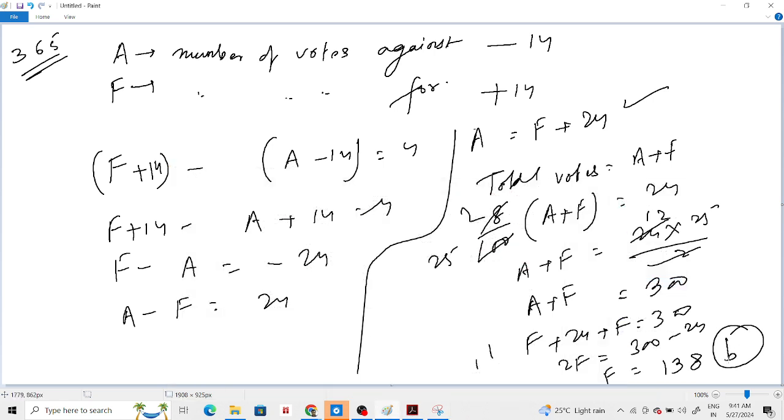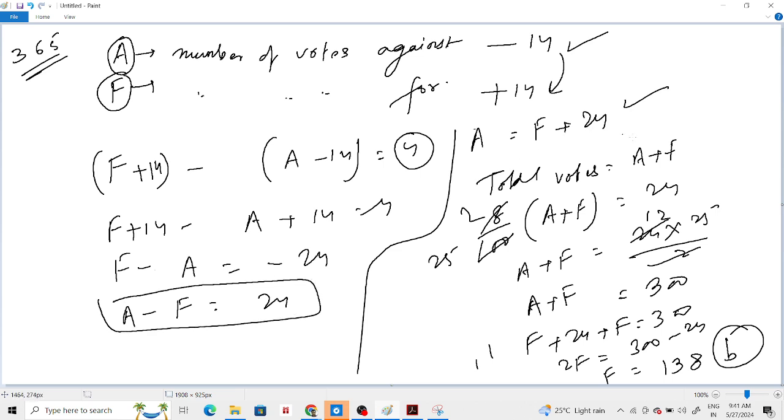See, this sum is actually not a very straightforward sum. What happened is, let A be the number of people who voted against it, and F be the number of people who voted for it. Now it is given that if 14 people are taken out from those who voted against, and they are added to the for list, then the difference will be 4. So F plus 14 minus A minus 14 is 4. On solving this, we get A minus F as 24, or A is equal to F plus 24.